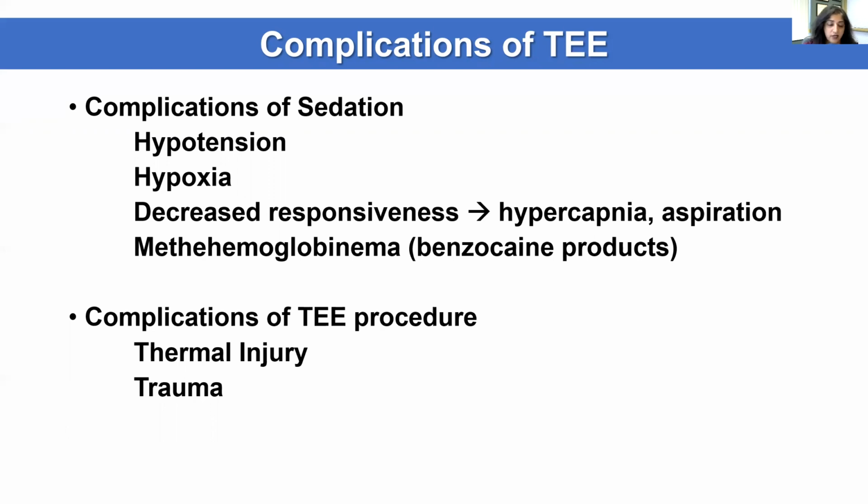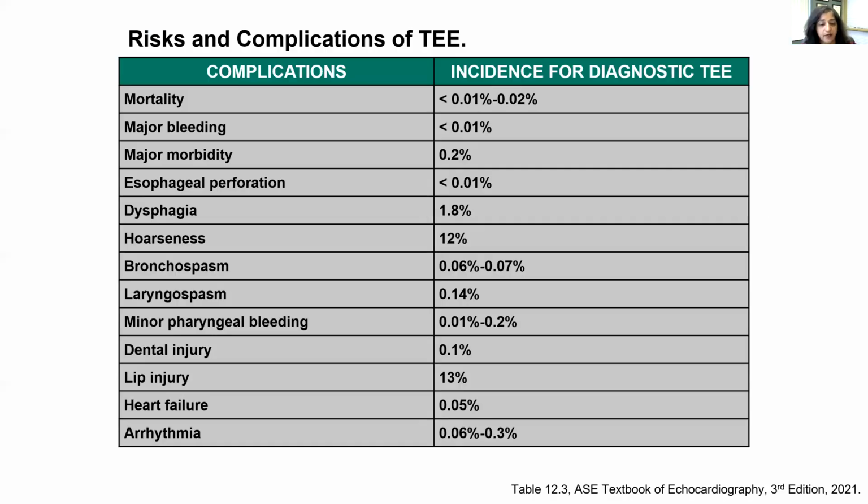In the TEE procedure, thermal injury is less common in modern-day transducers, but keep an eye on the temperature on a TEE probe. In longer structural cases in the operating room, pausing or stopping ultrasound energy when you're not using the TEE probe can reduce the overall thermal injury to the esophagus. Trauma is also a rare but potentially serious complication of TEE.